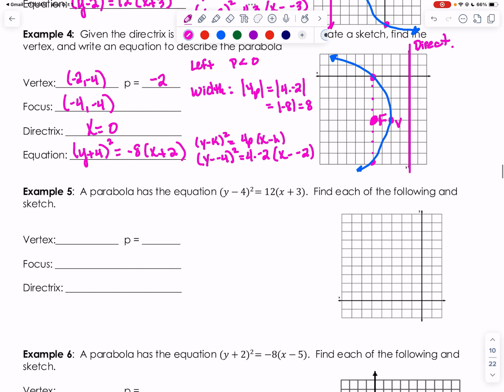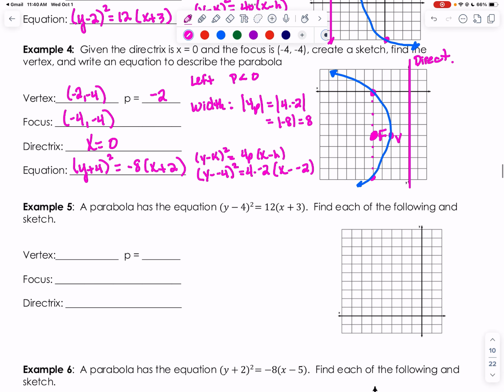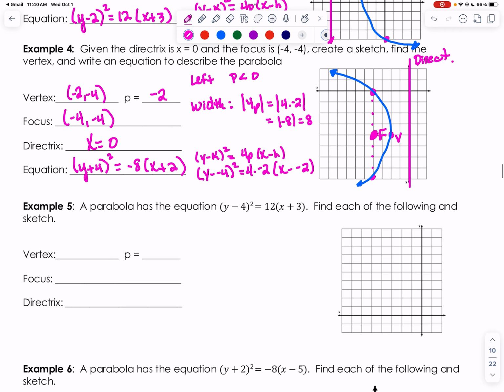Now, in example 5, I'm going to go a little backwards here. I'm going to give you an equation this time, and you're going to find the requested information. Before I do that, though, I want to write the general formula above this. It's (y minus k) squared equals 4p times (x minus h).